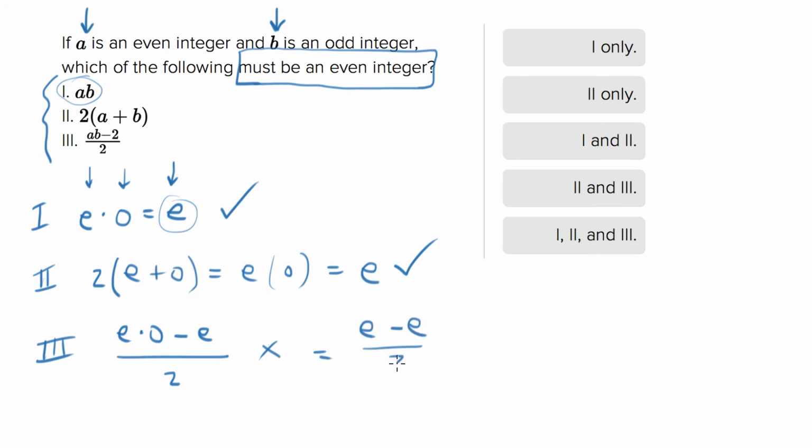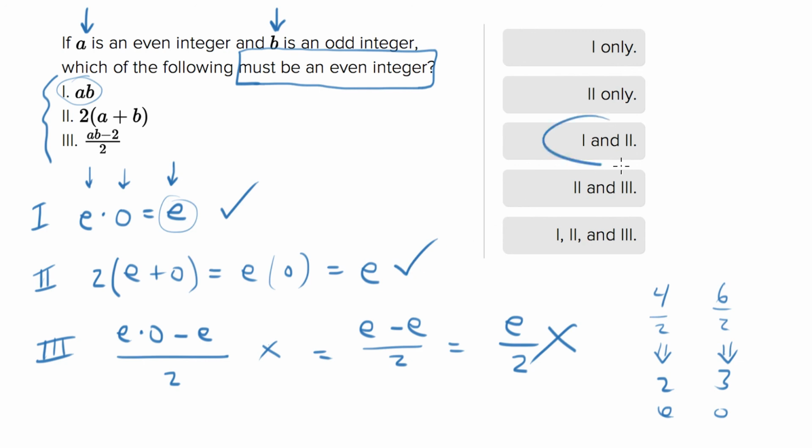which leaves us with even minus even over 2. And even minus an even will always give you an even. You can check that with 2 and 2, for example, or 4 and 2. So that leaves us with even divided by 2. Now, an even number divided by 2 will always give you an integer, but it's not always guaranteed to give you an even integer. So for example, let's check out 4 and 6. 4 divided by 2 is 2. 6 divided by 2 is 3. So we get an integer in any case, but sometimes it's even and sometimes it's odd. So this one does not work. So the answer will be 1 and 2, which is the third answer choice.